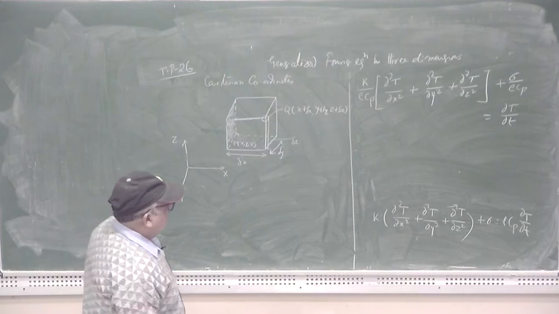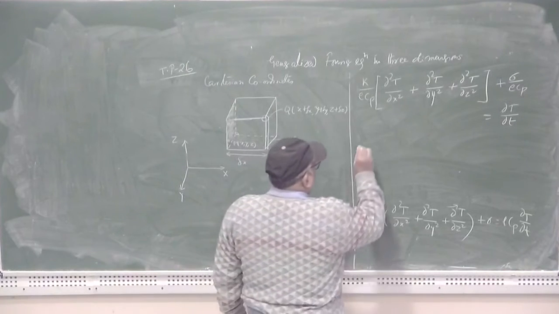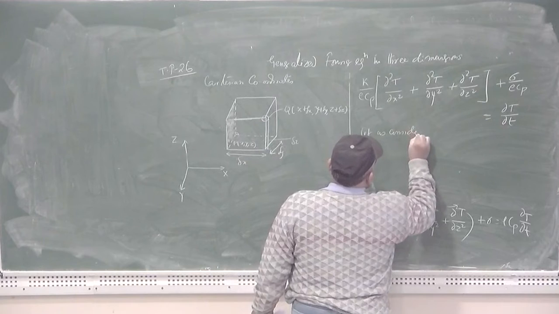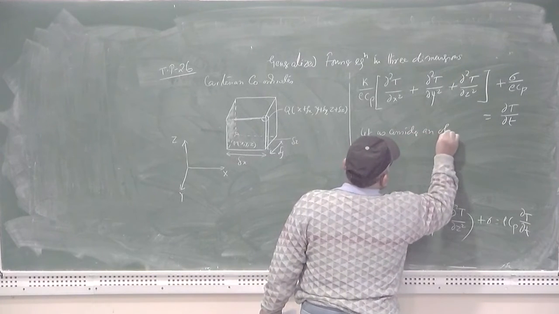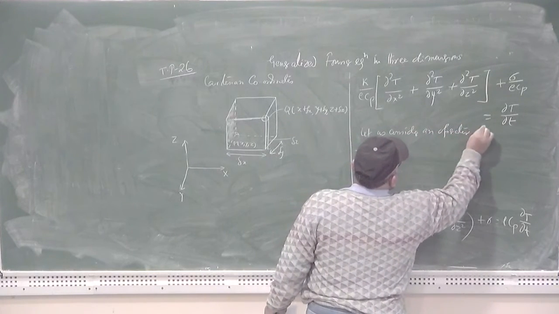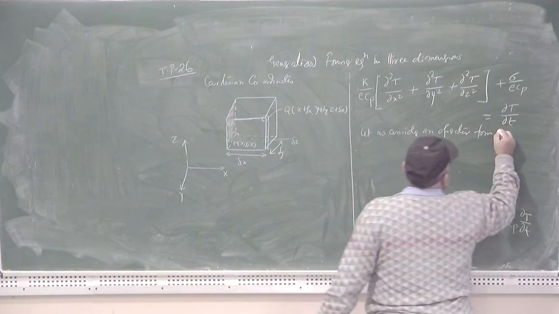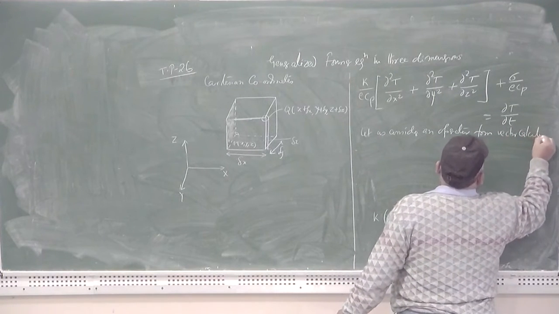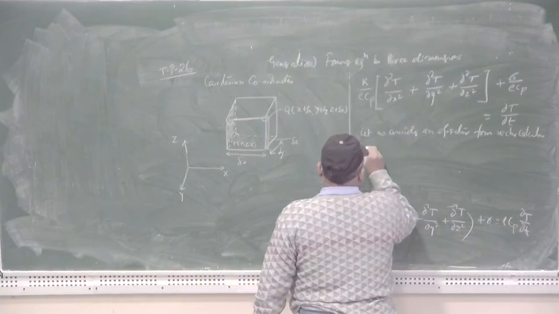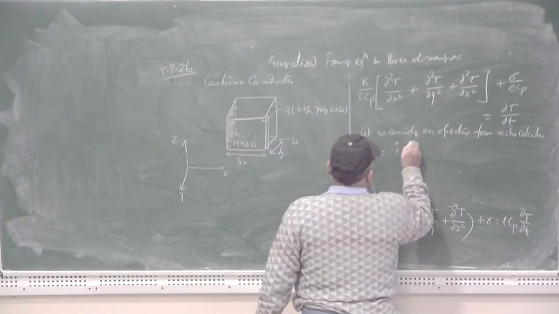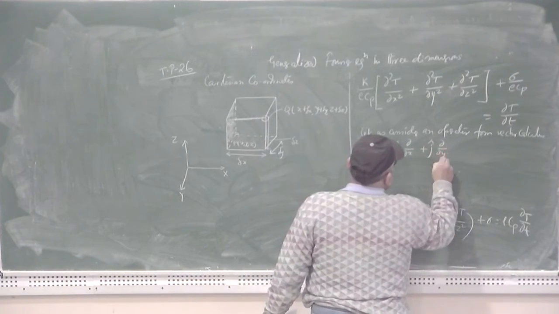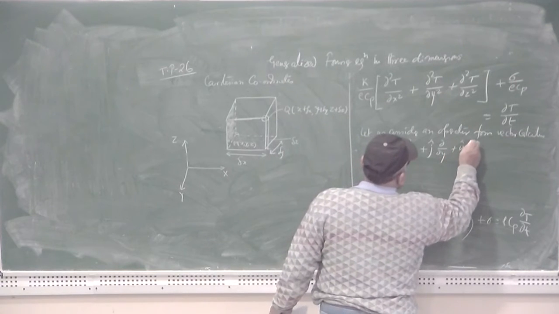Now let us consider an operator from vector calculus. From vector calculus, the operator is the del operator. This is defined as i del by del x plus j del by del y plus k del upon del z.